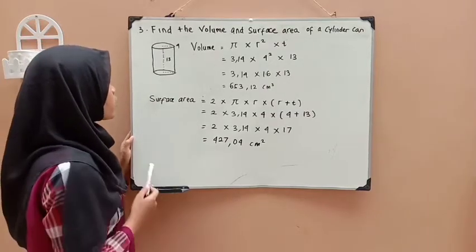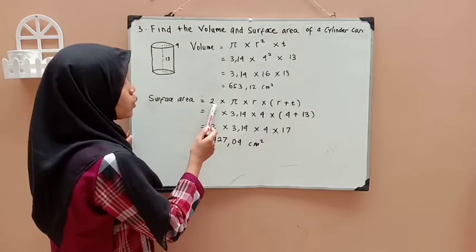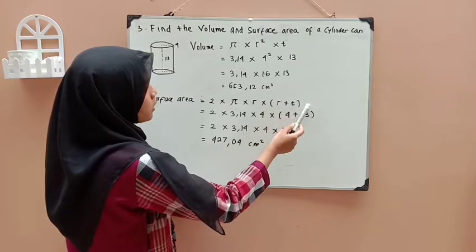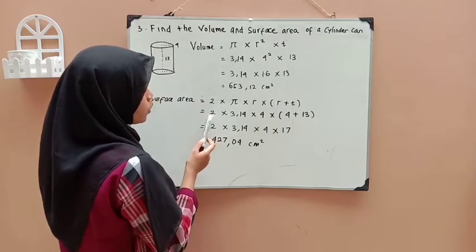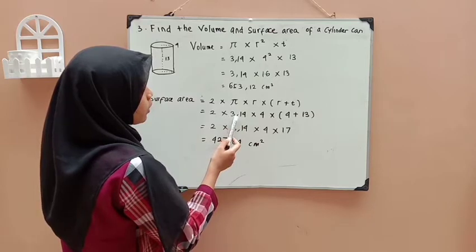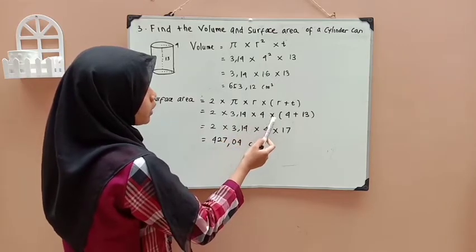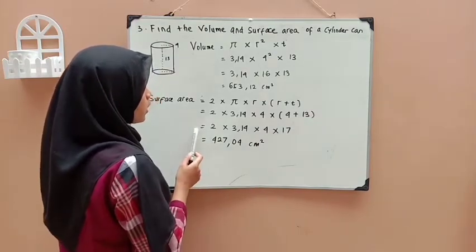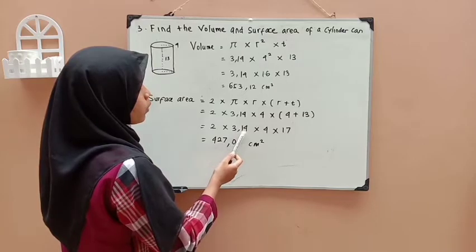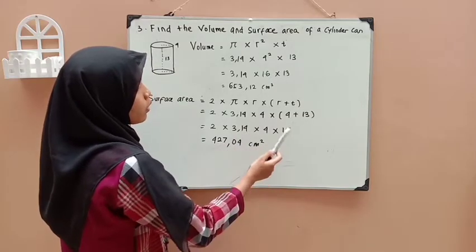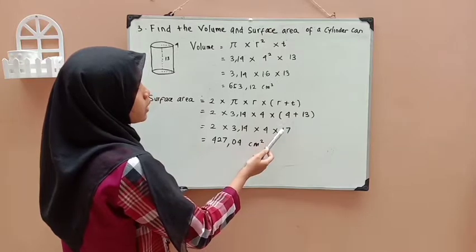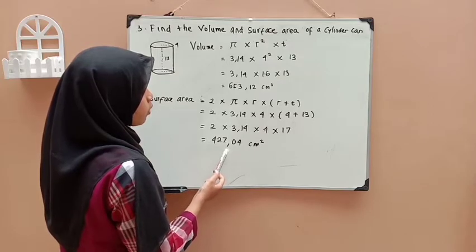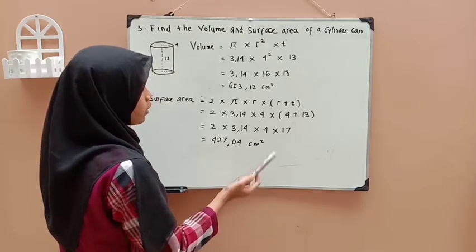And the cylinder surface area formula equals 2 times pi times R times the quantity R plus T, equals 2 times 3.14 times 4 times the quantity 4 plus 13, equals 2 times 3.14 times 4 times 17, equals 427.04 square centimeters.